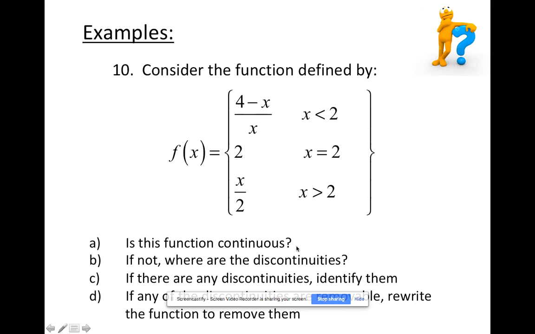So is this function continuous? No. It is discontinuous. If not, where are the discontinuities? Well, there's definitely a hole, a spot where we have a problem going on. So x cannot be 0, for instance. And also at 2, we have this hole happening. There's something going wrong with our function. So if there are any discontinuities, identify them. Well, x equal to 2 is a hole, so we call that a removable discontinuity. And x equal to 0 is an asymptote, which we can call an infinite discontinuity.